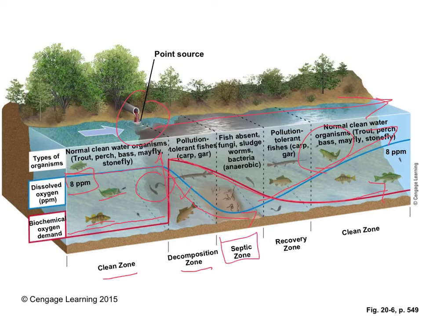We get a septic zone. Septic means pretty much toxic, not much is going to live there. We've got lots of little leeches and things like that. We will have bacteria in there, but it's anaerobic. We don't have much oxygen, so we have anaerobic bacteria in there. We get a recovery zone, and boom, we're clean again.